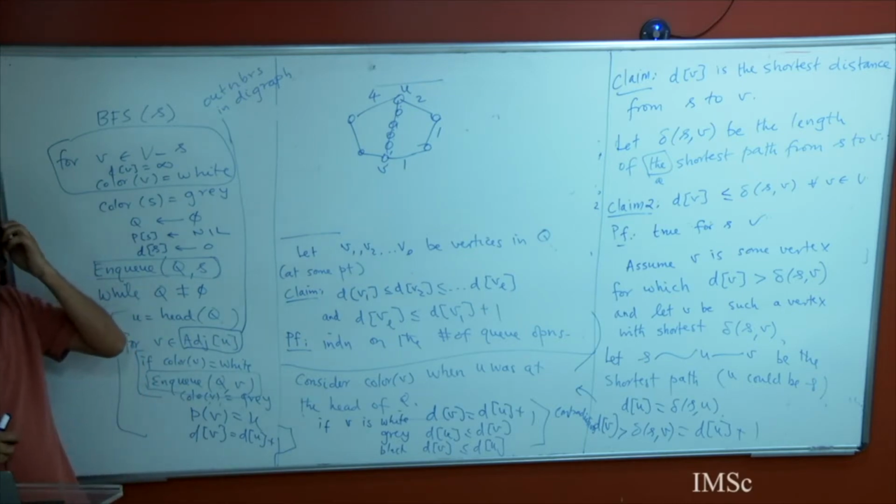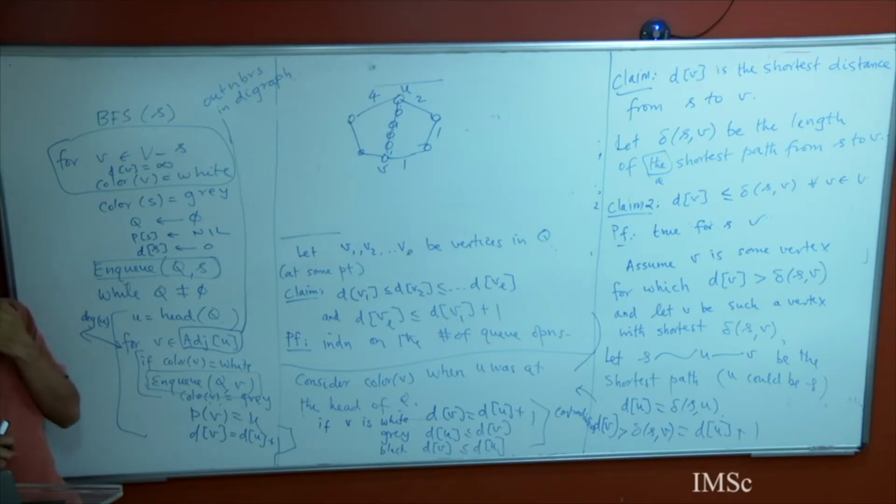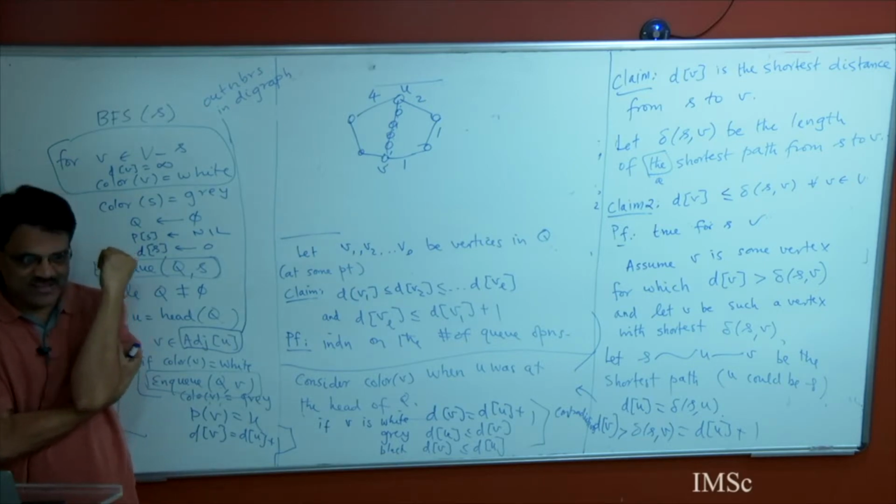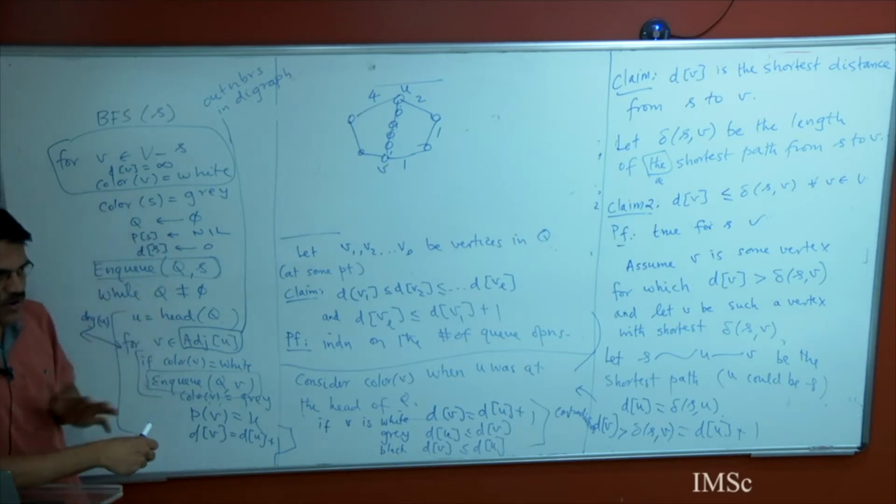Now, what changes? What happens? Do you get an m plus n algorithm again? What is n now? N changes because n depends on the weights. And n could be really bad.